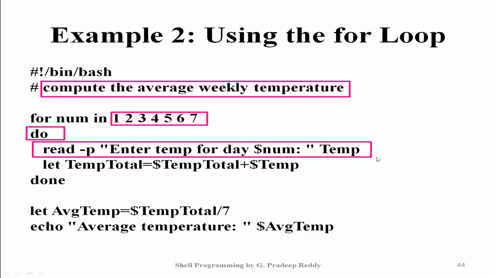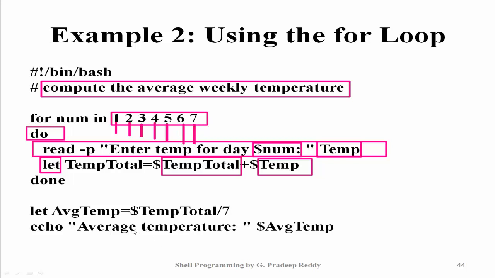Read, enter the temperature for day. Here you have specified the day number and here you have specified the temperature. Now by using the let command, temperature total equals temperature total plus temperature. So what is read from the user? Number 1 stands for the first parameter. What is the temperature for the first day? What is the temperature for the second day? What is the temperature for the third day, fourth day, fifth day, sixth day and seventh day?